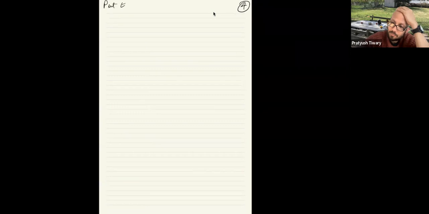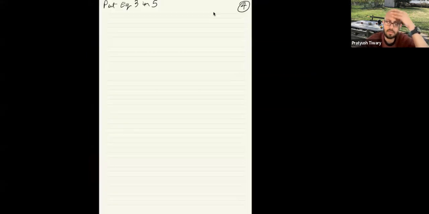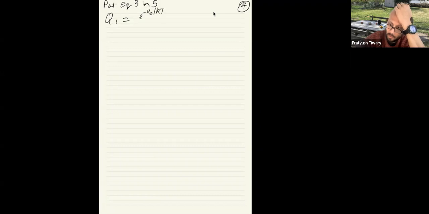So put equation 3 in equation 5. Anytime you are thinking in this space, the PR space, you have to worry about 2 pi h cut whole cube. It doesn't matter whether it's microcanonical or canonical or grand canonical. So when we do that, we get Q1 is equal to e to the power minus u naught by kT, the first part of the energy just comes out, divided by 2 pi h cut whole cube, and a 6-dimensional integral over px, py, pz, x, y, and z.